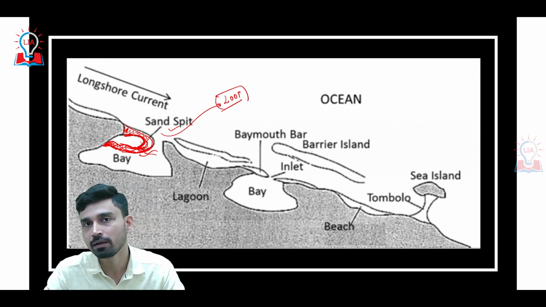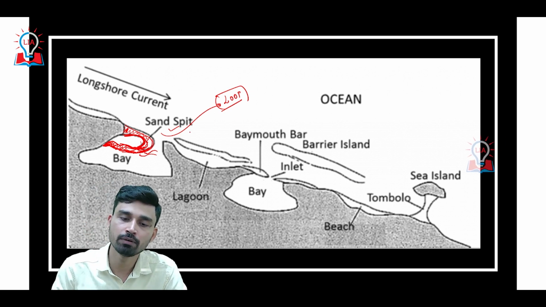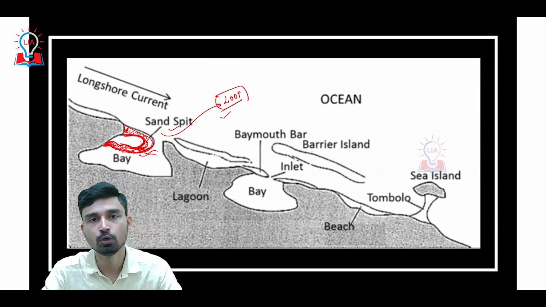And such a spit is called a loop spit. So we have three types of spit: the elongated spit, which is simply a spit; the curved spit, which is called a hook; and one completely forming a loop, which is called a loop.